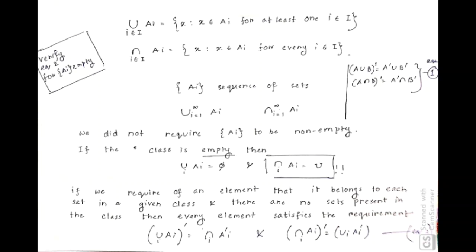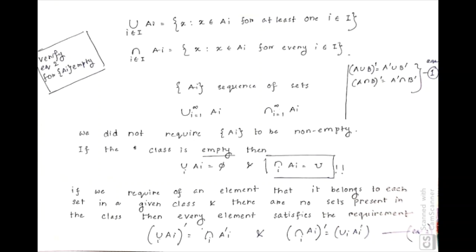Further, if A1, A2, up to An is any finite class of sets, then we can form A1 union A2 union dot dot dot up to An, or the intersection, in much the same way without any ambiguity of meaning whatever. In order to shorten the notation, we can take capital I equal to 1, 2, up to n. This is the set of subscripts which index the sets under consideration. Capital I is called the index set.